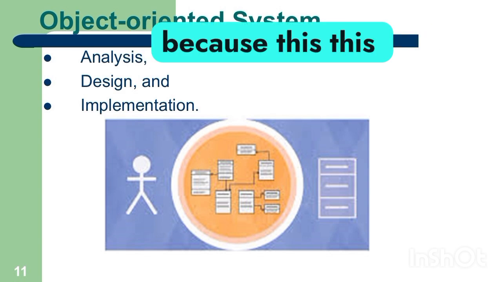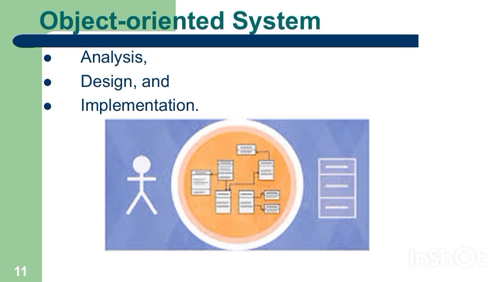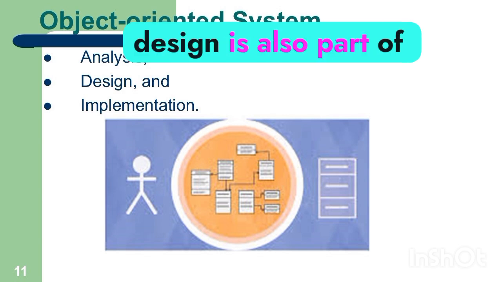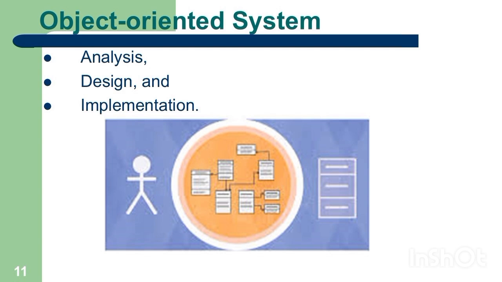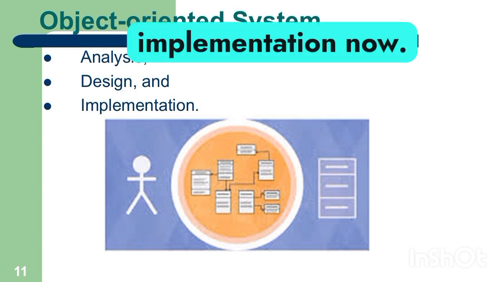Don't say that because this system is not existing. No, the system must exist even by manual. So the manual way of dealing with that particular system you are about to design is also part of what? Part of the existing system. Are we together? So we now look at the implementation now.